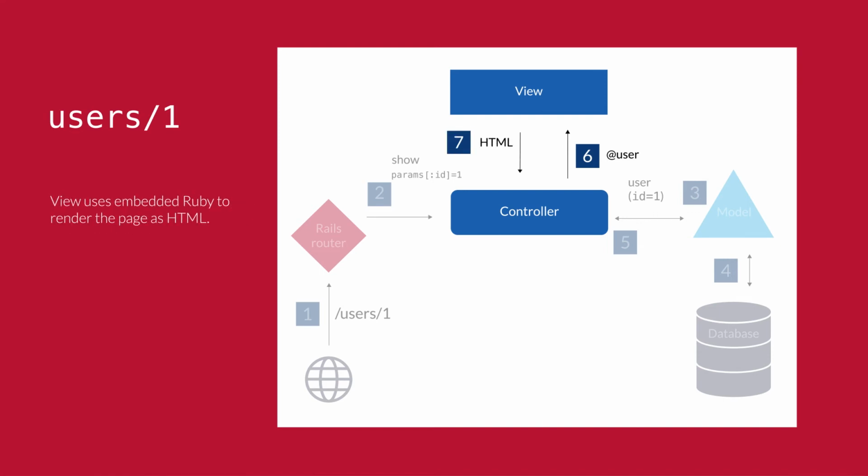The view uses embedded Ruby, again an ERB file, to render the page as HTML. The controller then passes this rendered HTML back to the browser.